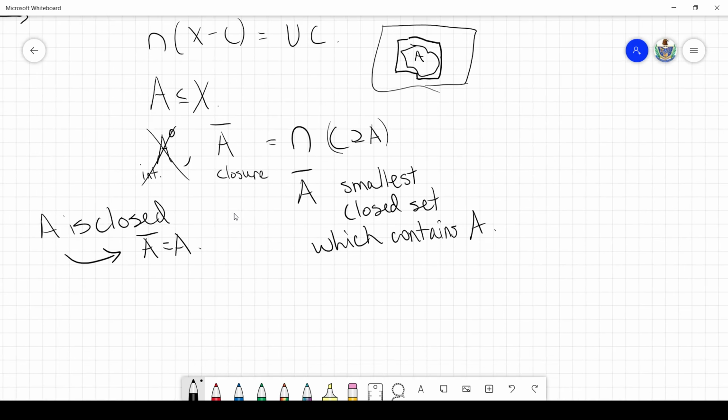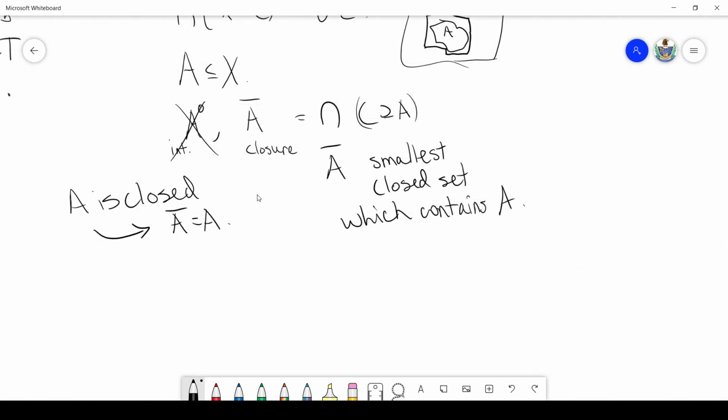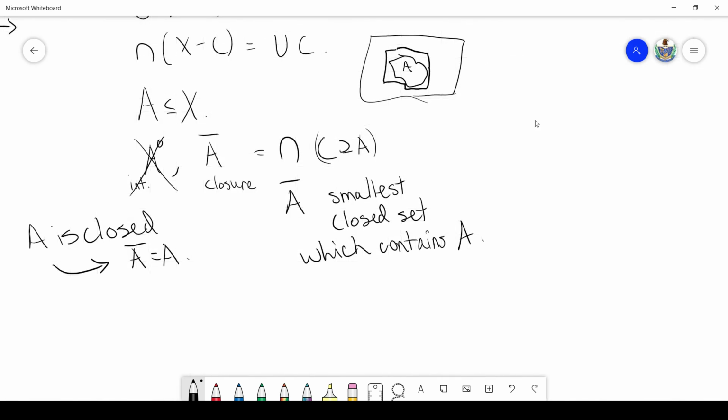You can rephrase this in terms of limit points, and there will be a point at which we will use this approach, but we will talk about that when the time comes.